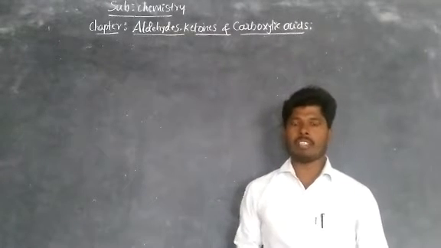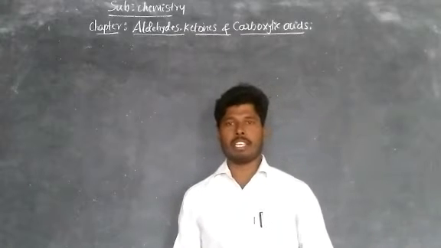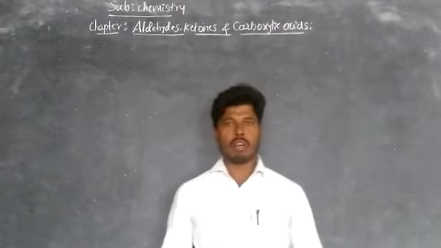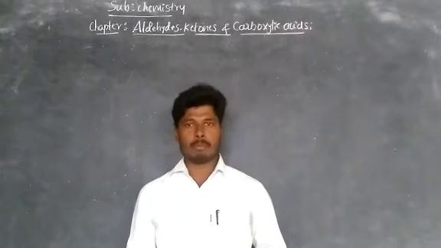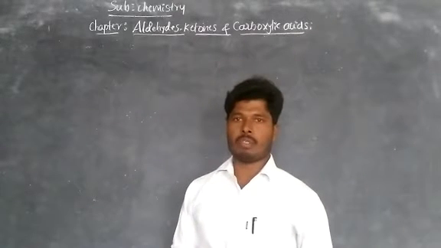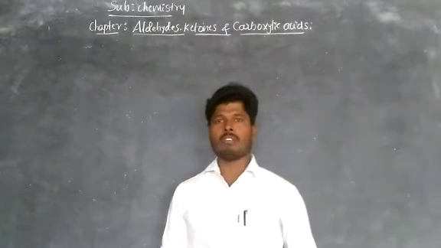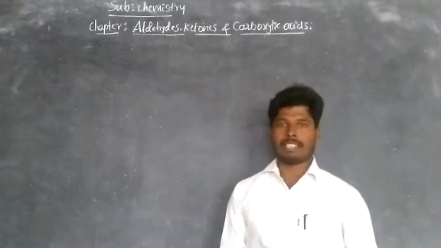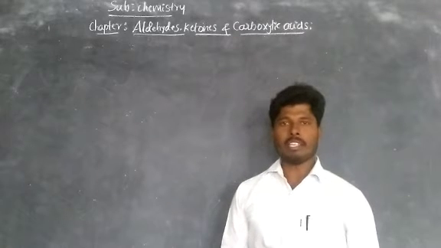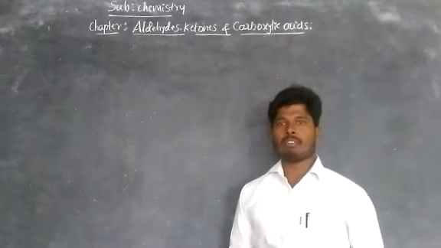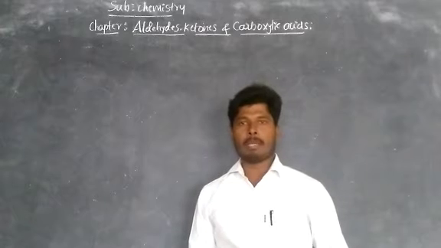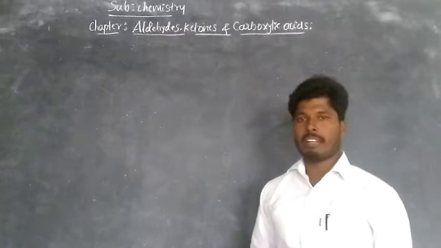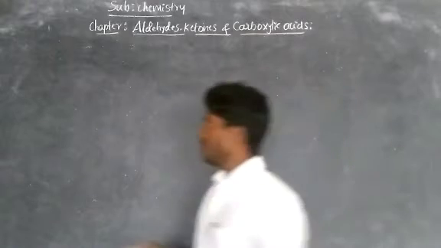Welcome to chemistry class. In the previous class we studied the chemical properties of carboxylic acids. Under that, the cleavage of the OH bond, the effect of substituents on the acidic strength of carboxylic acids, and along with that we compared the acidic strength of various carboxylic acids based on their pKa or Ka values. Now in this class we are going to study the second chemical property, that is cleavage of the C-OH bond.